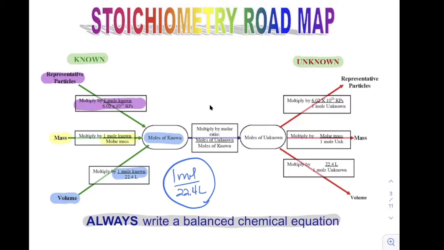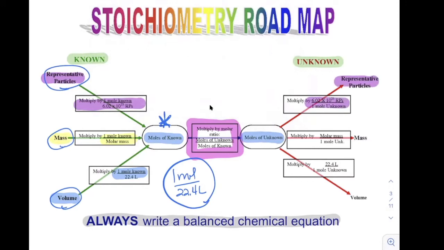So we can get to moles from particles using Avogadro's number, from mass using molar mass, and from volume using 22.4 liters per mole. Once we have moles of one substance, we are going to use the balanced chemical equation or the mole to mole ratio to go from moles of our known to moles of our unknown. And so once we have moles of our unknown, we can move forward and solve for particles using Avogadro's number. We can solve for mass using molar mass, and we can solve for volume using 22.4 liters as our conversion.